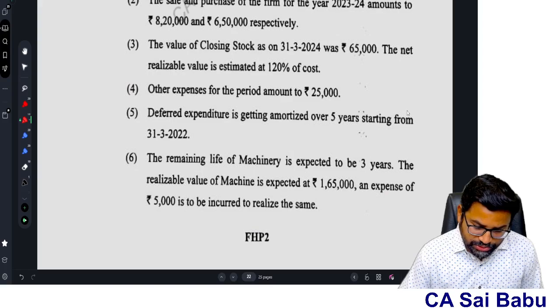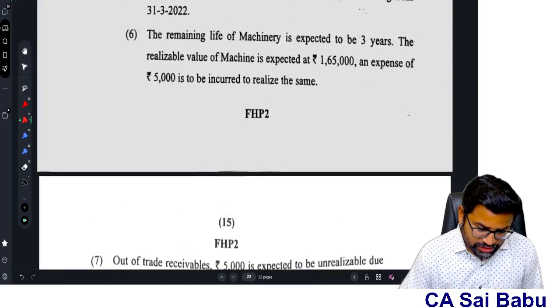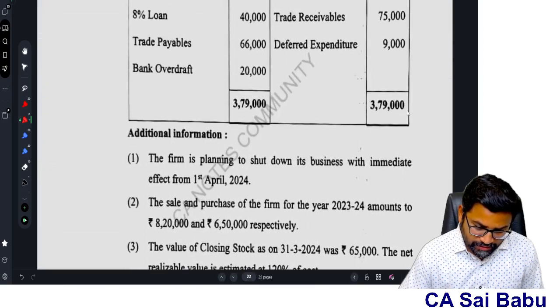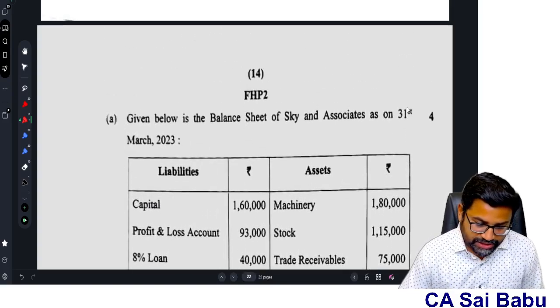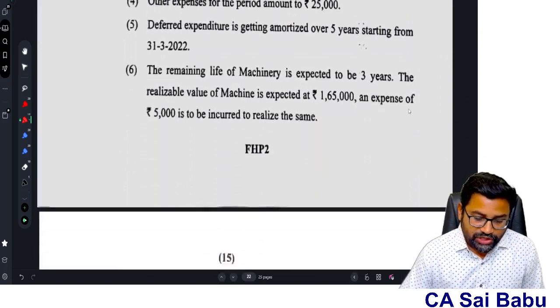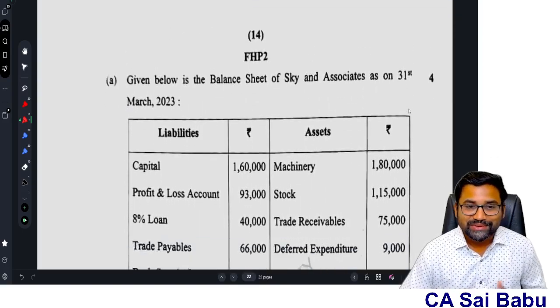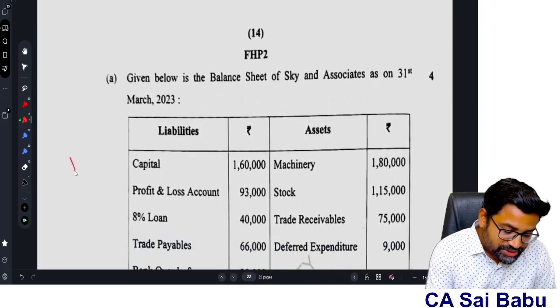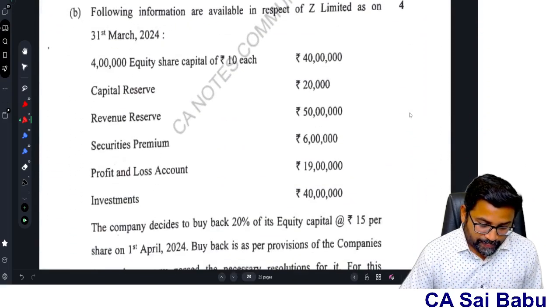And the next question is, shut down the business with immediate effect. That is, the going concern assumption is affected. So if the going concern is not good, then how will the balance sheet and P&L account be prepared? This question is also from the framework chapter. I think they have asked this question a number of times, sir, one or two times. So nothing great.